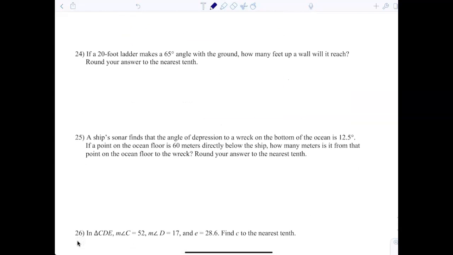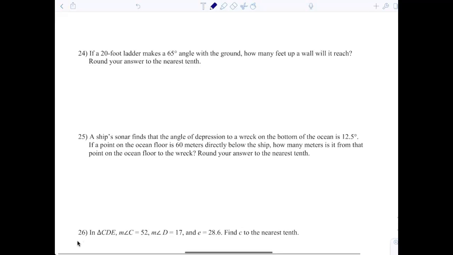Here we go. If a 20-foot ladder makes a 65-degree angle with the ground. All right, so here we go.